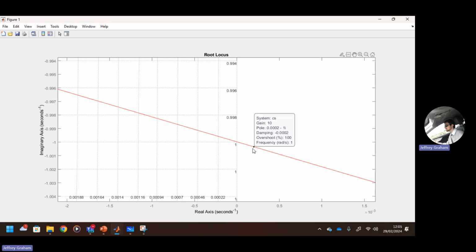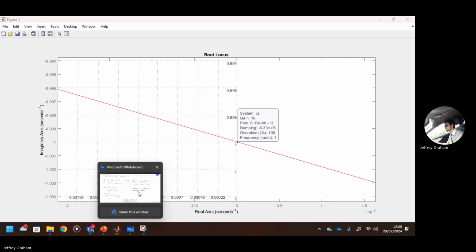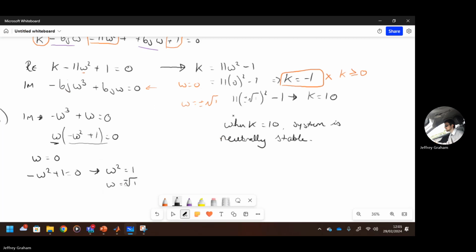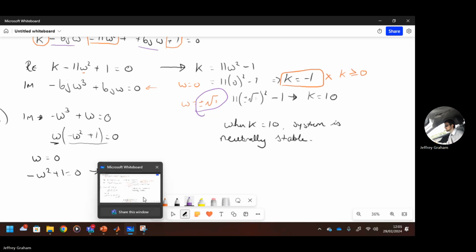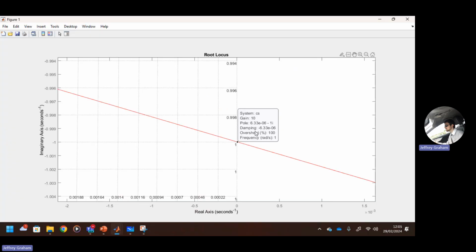On the other branch, symmetrically remember, gain's 10 again. Insignificant real component, -1j. This was this value we've been slotting in. Plus 1j minus 1j because we end up squaring this. So that verifies our solution.